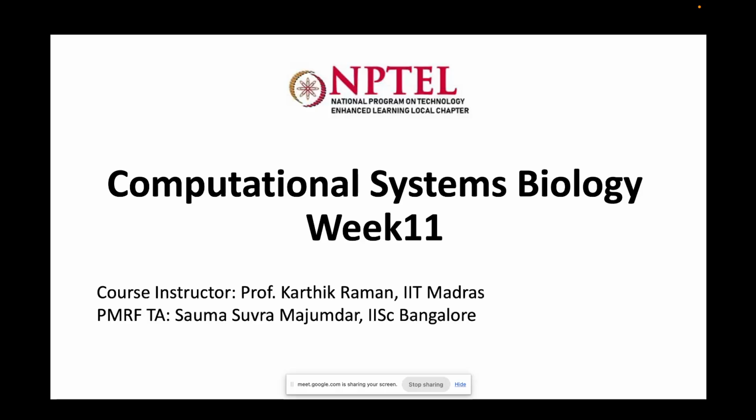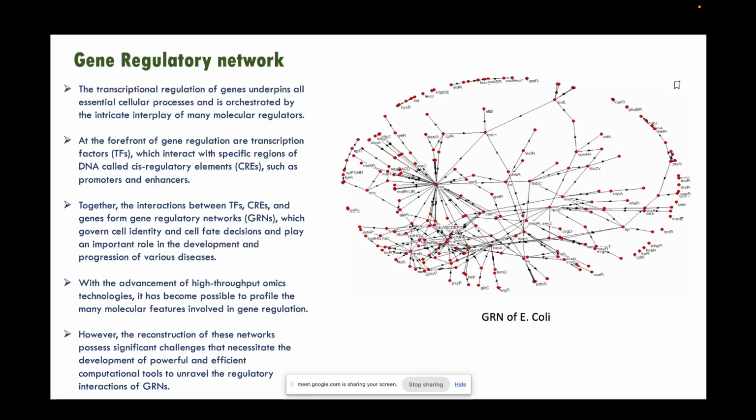So in the last few weeks, we've talked about different types of analysis techniques for metabolic networks, including flux balance analysis and their variations, RFPA, ROOM, and so on. And today we'll talk mostly about gene regulatory networks, how to model them, and so on. So let's get started.